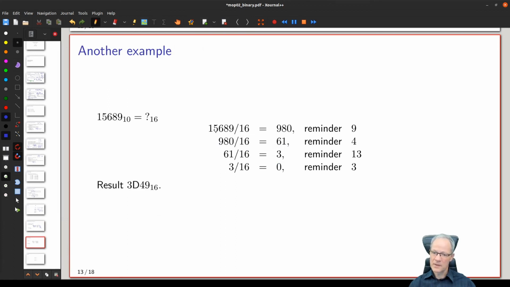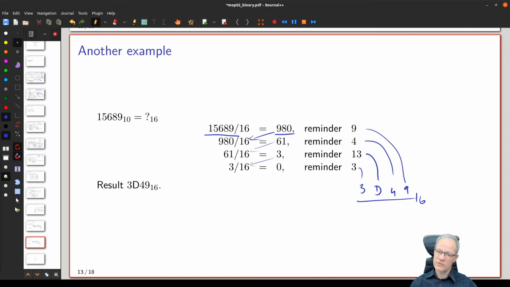Now, how about another example? If we take this guy, which looks like a pretty large number, we divide it by 16. That's the answer. The remainder is 9, and so on. So now the result is going to be 3D49 in hexadecimal, right? It is a little bit tedious if you need to do this division by hand, but in any way, this is how you do it. This is how you convert from the decimal system to the hexadecimal.